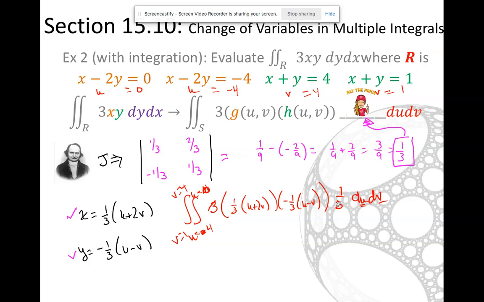This 3 and 1/3 will cancel out. You have to multiply those through. Do that integration. You should get 164/9. Woohoo!